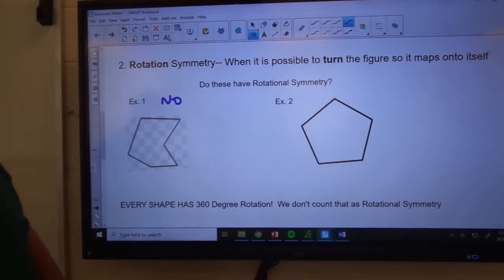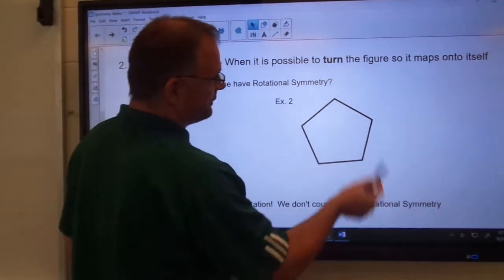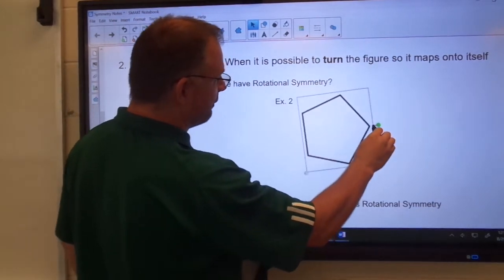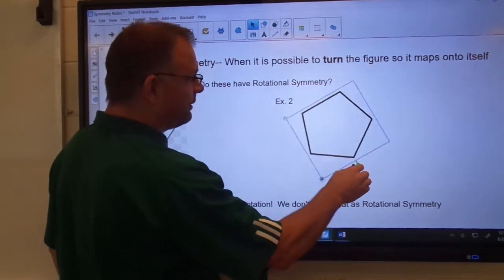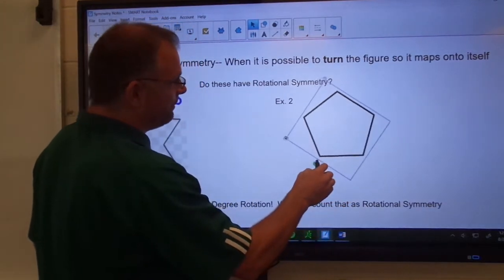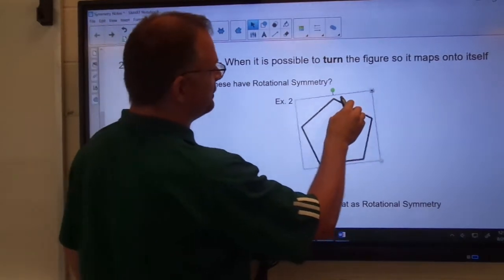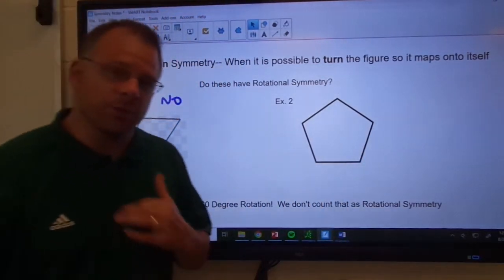Now the pentagon, what about that? Well, we could see if we turn it, will it ever look the same? Right there it looks the same as what we started. There it looks the same. There it looks the same. And there it looks the same. 4 times, and actually the 5th one will get us all the way around. So we would say this has rotation symmetry.